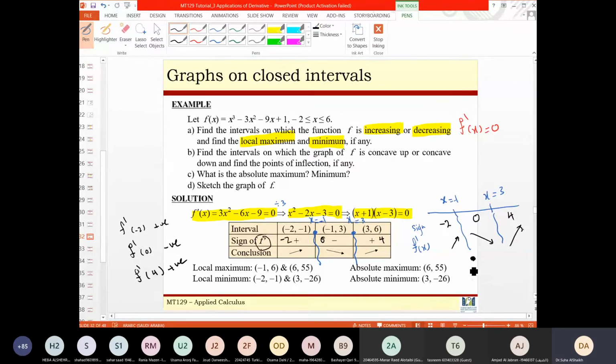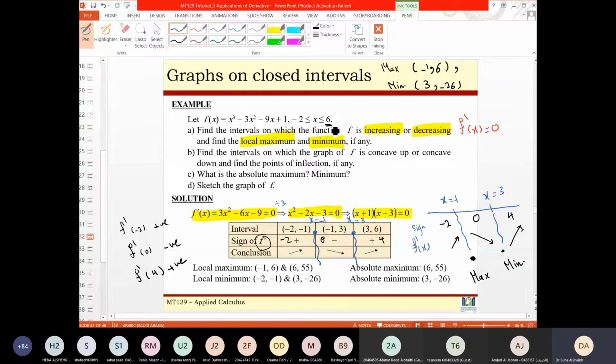So is this point a minimum or maximum? The x equal minus 1. It's maximum or minimum? It's max. Up and down, a peak. Top, it's max. This point here, it's a minimum. So I got 2 points now. The first point is minus 1 and its y is 6, and the other point is 3 with minus 26. We say this is a max and this is a minimum.